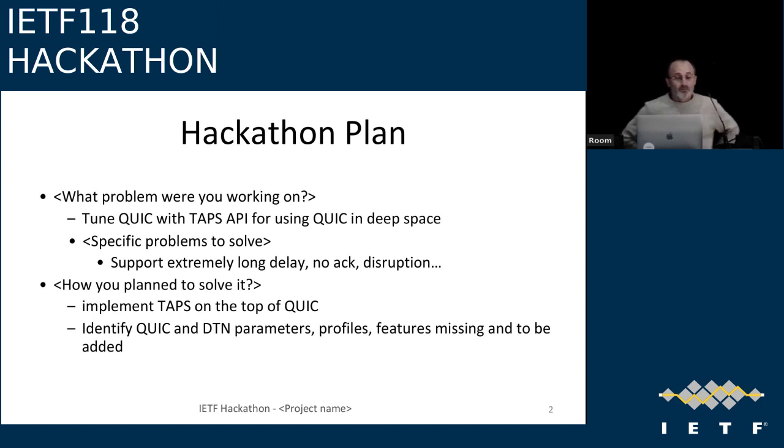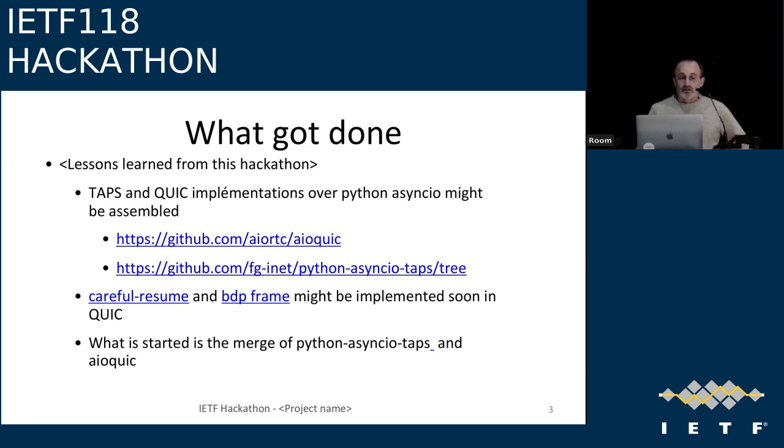We plan to solve that by implementing TAPS on top of QUIC and identifying the parameters, the profile, and the features which are missing and which need to be added. What we did this time is we started to merge Python asyncio TAPS and aioquic. And the bonus, I think, is that we are looking to implement careful resume in the next step.